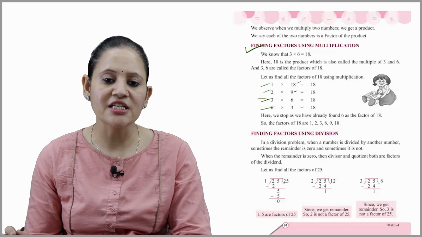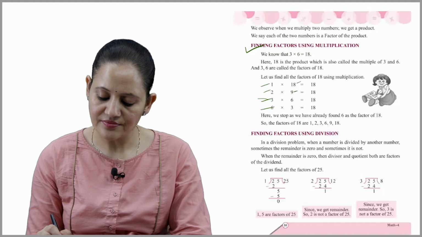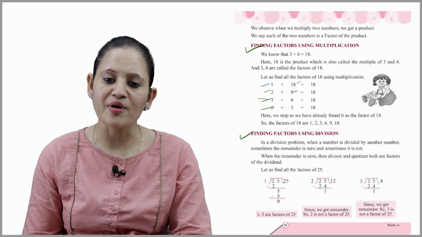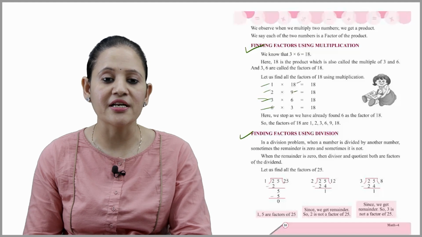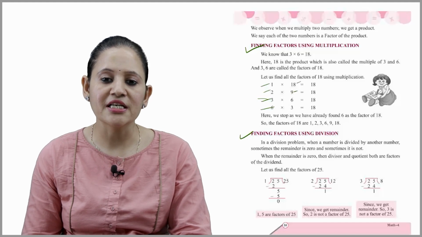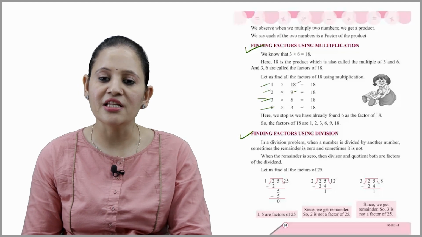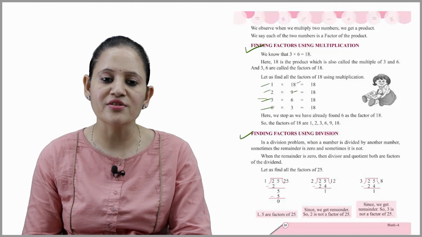Next is finding factors using division. We can also find out factors using division. In a division problem, when a number is divided by another number, sometimes the remainder is 0 and sometimes it is not. When the remainder is 0, then the divisor and quotient both are the factors of the dividend.